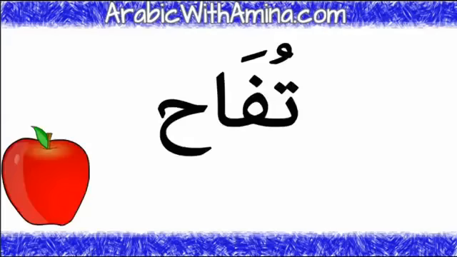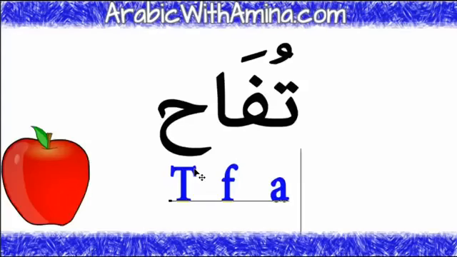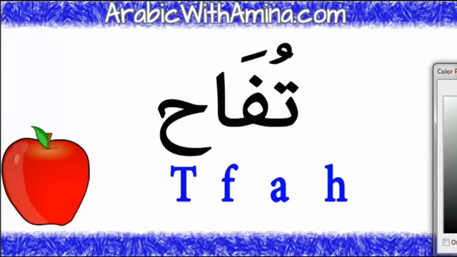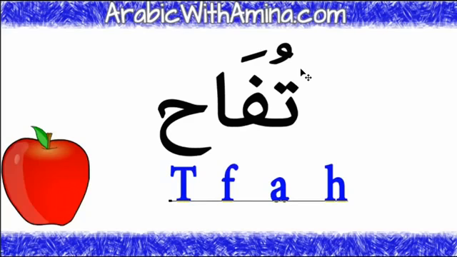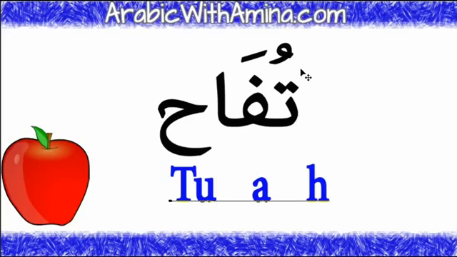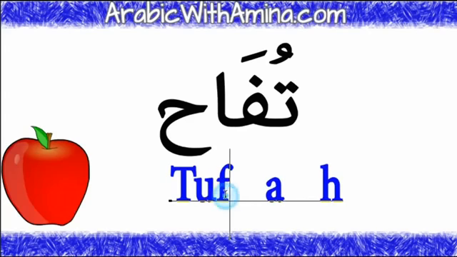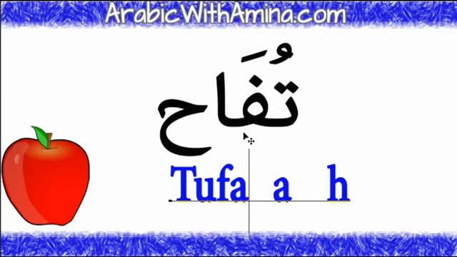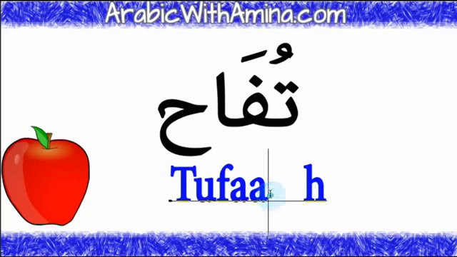Our second example is the word apple in Arabic. Now we're going to write the letters in English. So ta is T, fa is F, alif is A, ha is H. Now we're going to apply the short vowels. The dhamma, as we said, is a short U. So we put a U. The fa has a fatha on it, which is a short A. And the ha has no vowel on it because, as I said, it could be any vowel. So now we're going to read the word as tuffah.